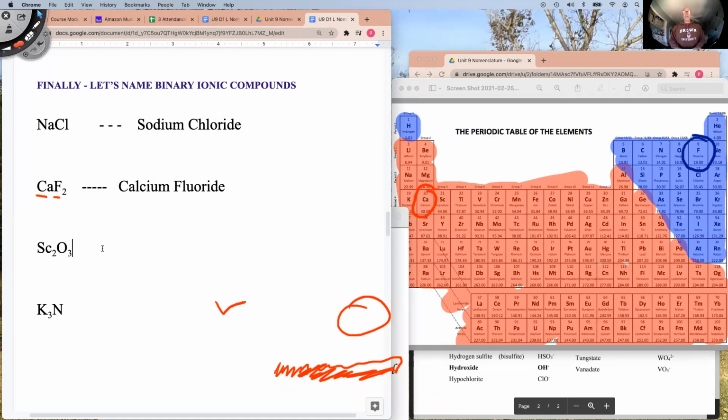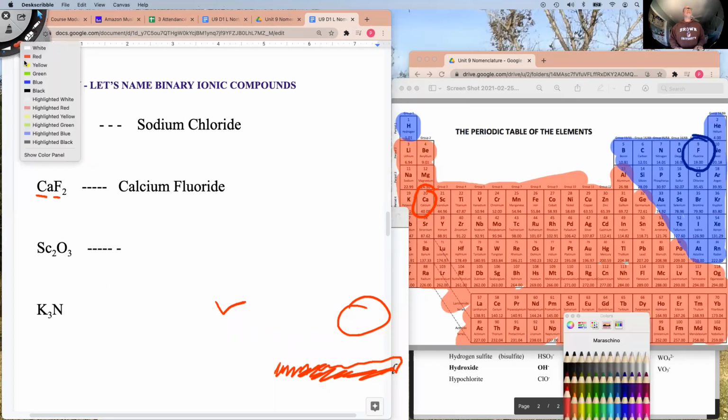Mr. Pepper, what are all these little numbers down here? You know what? That is a great question. It's showing that you're paying attention. Well, the numbers don't mean anything until next class as well. So this just means there's 2 scandiums and 3 oxygens, but we're not worried about that right now. So let's do the next example.